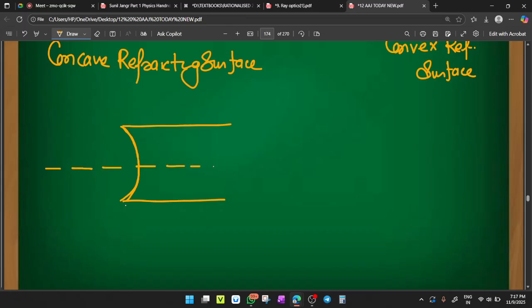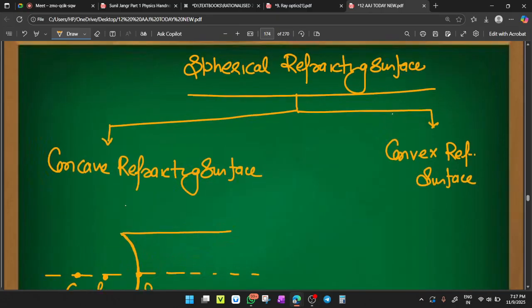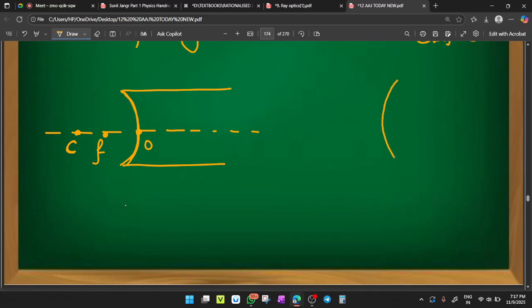This is called its principal axis. The optical center is lying somewhere here. This is the position of the pole or optical center, and the focus of the concave part is towards its center of curvature. If the center of curvature of this surface is here, then the focus will lie somewhere here. Clear or not clear? Then the convex spherical refracting surface: if the refracting part of a spherical surface bulges outward, then this surface is called a convex spherical refracting surface.